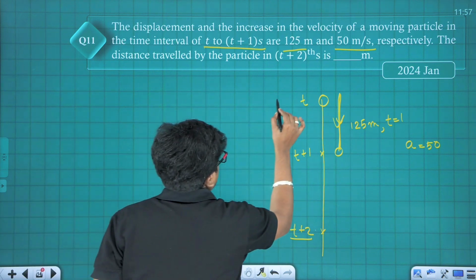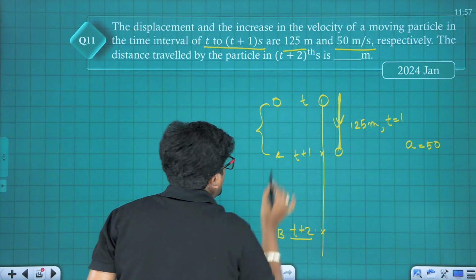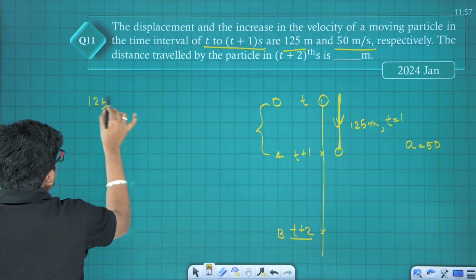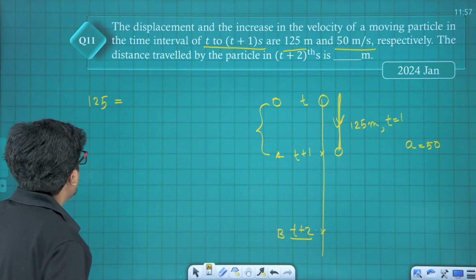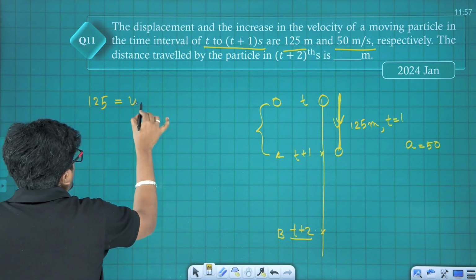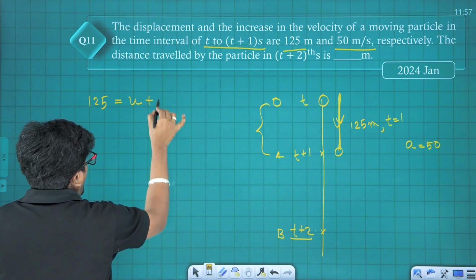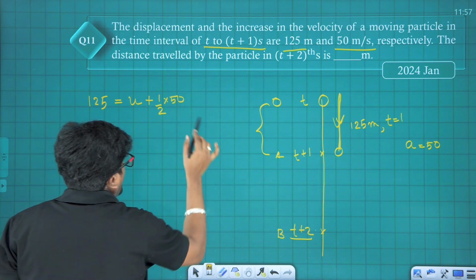If I consider the journey from O to A and then towards B. So first of all, I am considering the journey from O to A. The distance traveled is 125. I am going for the relation s is equal to ut plus half at square. The distance traveled is 125, u I don't know, I am marking it as u. Time taken is 1. So u into 1 is u, plus half of acceleration, which is 50, into time taken, which is again 1.